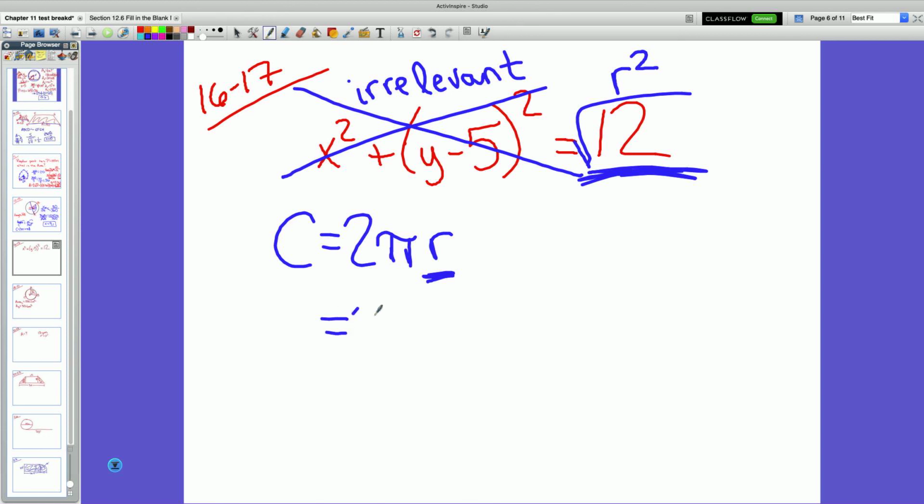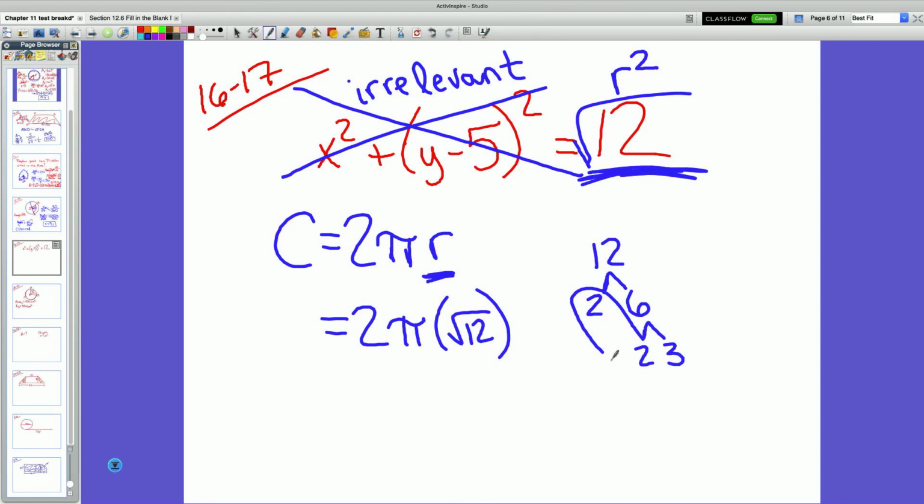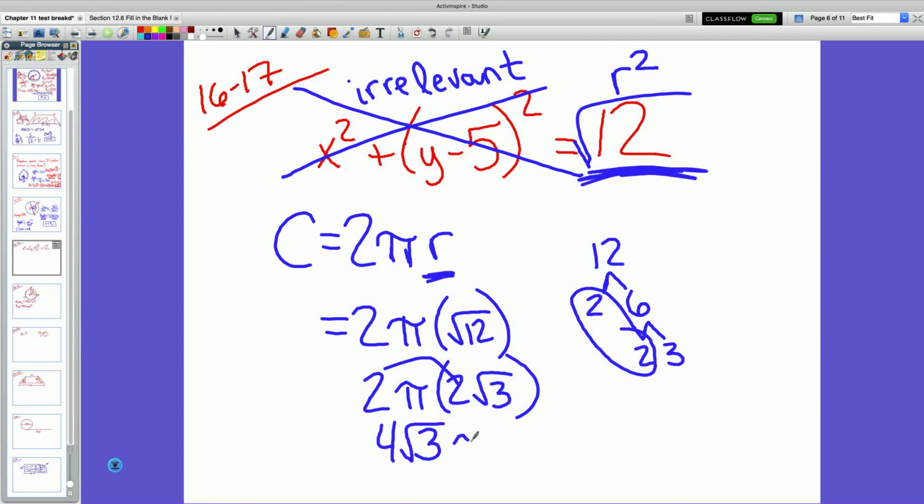Plugging in then, I'd have 2 times pi times the square root of 12. Well, you know what I'm going to say. The square root of 12 breaks down, so you have to break it down. It's 2 and 6, 2 and 3. So I got a pair of 2's, so that becomes 2 square root of 3. Then I can do 2 times 2, so that's 4. My square root of 3 gets attached, and then I got pi attached. And that's how it wants my answer: 4 square root of 3 pi.